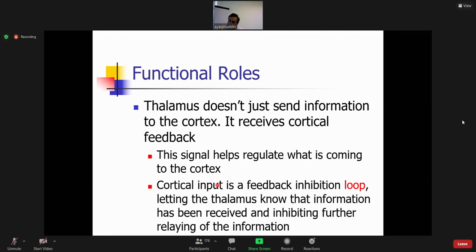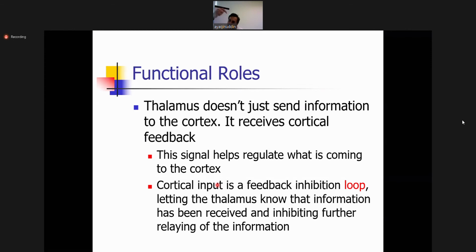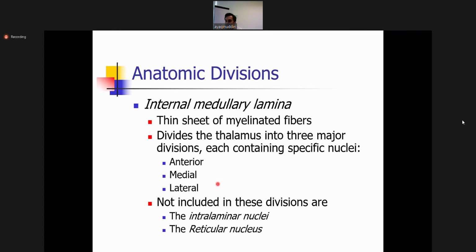Once the information is received, there would be inhibitory signals coming from the cortex to the thalamus so that further information is not sent to the cortex. Now, if we look at the thalamus, it looks like an egg, and this egg is divided into three parts by Y-shaped, thin myelinated fibers, and these three parts are anterior, medial, and lateral. And within the lateral, you would find a dorsal part and a ventral part. And within these parts, you are going to see different nuclei of the thalamus.